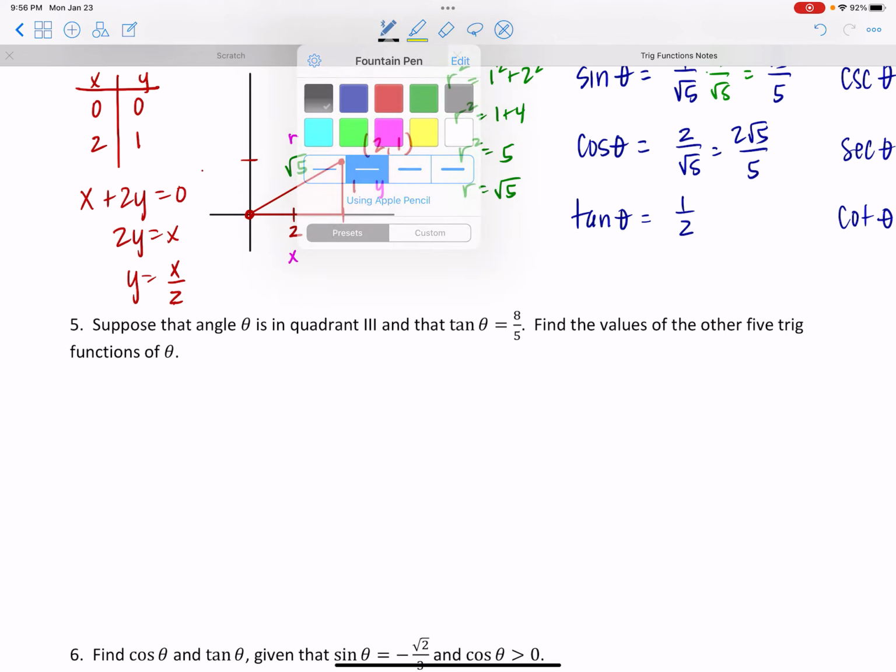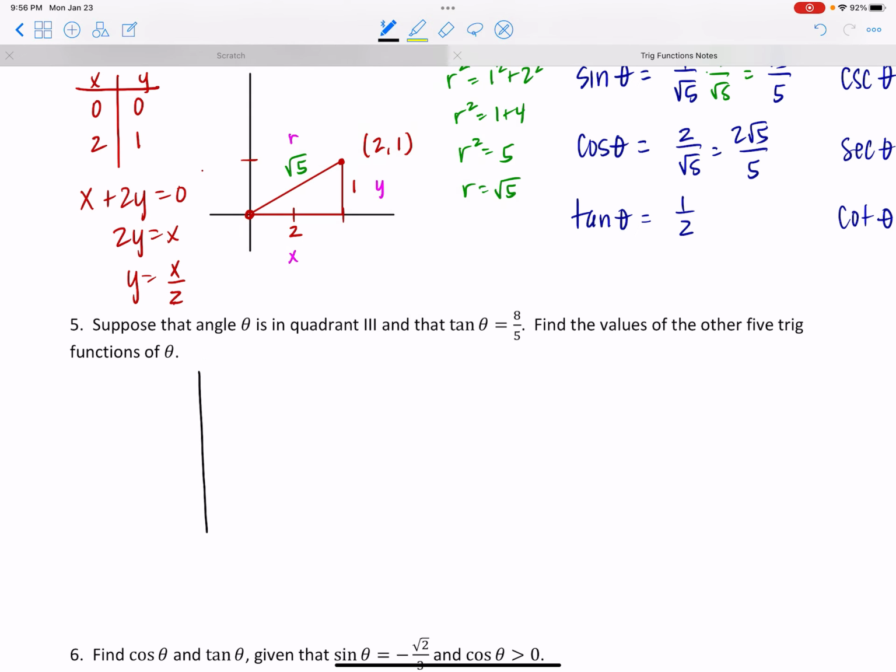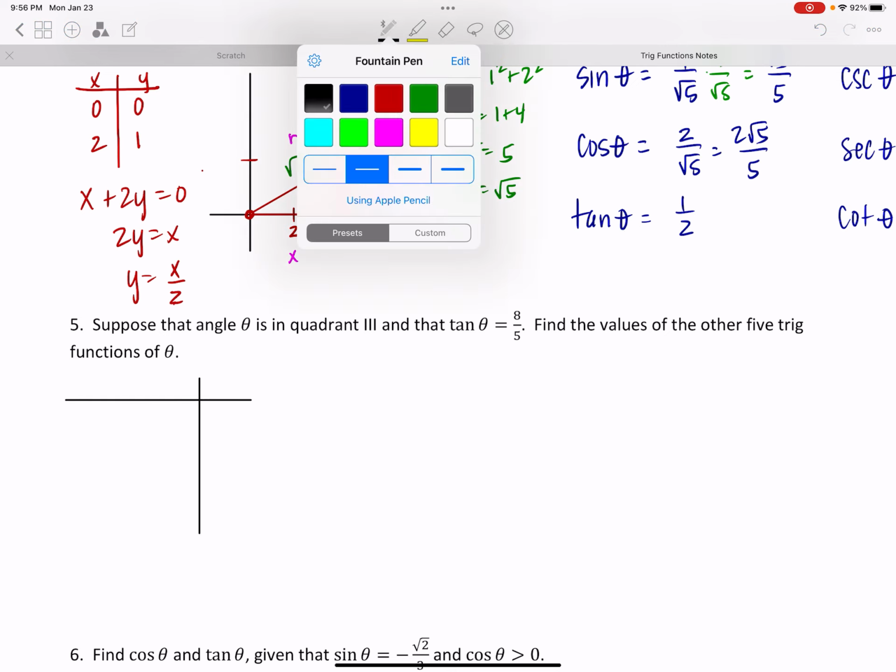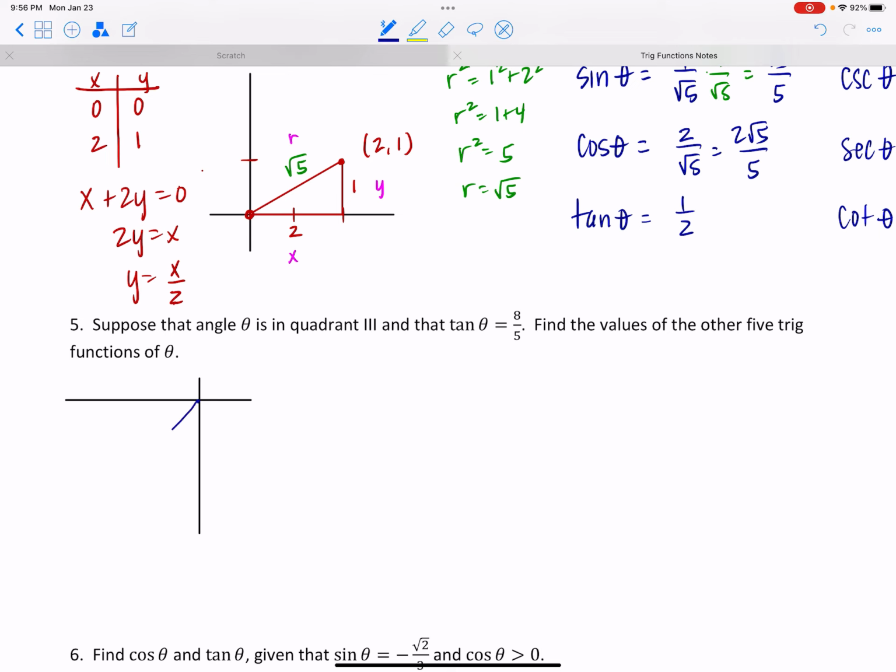Again, let's start by drawing this out. So in quadrant 3, I want an angle. Here's my angle, and let me go ahead and draw the triangle that's associated with this. So here is my triangle. Again, I'm looking at an angle in quadrant 3, so there's my angle, but the terminal side is in quadrant 3, so that triangle looks like this.